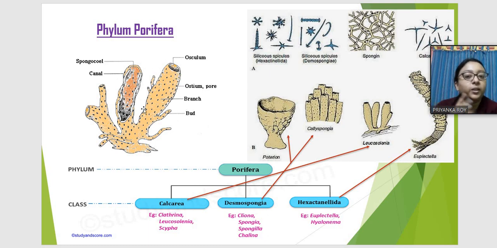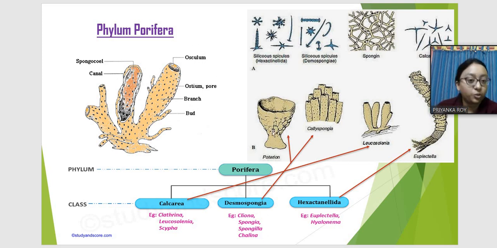With this water, they exchange all the nutrients, all the gases and the excretory materials. The incoming water washes out all the excretory materials and then comes out through the osculum. So the incoming pores are the ostia and the outgoing pore is the osculum.